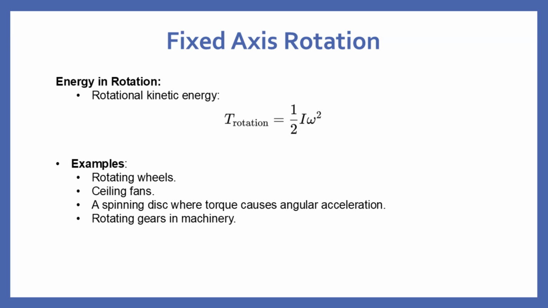Here, the moment of inertia is a measure of how much resistance an object has to rotational motion, and the angular velocity is how fast the object is spinning. Examples of fixed-axis rotation include rotating wheels, ceiling fans, a spinning disk where torque causes angular acceleration, and rotating gears in machinery. These examples show how rotational kinetic energy plays a crucial role in various mechanical and everyday applications.